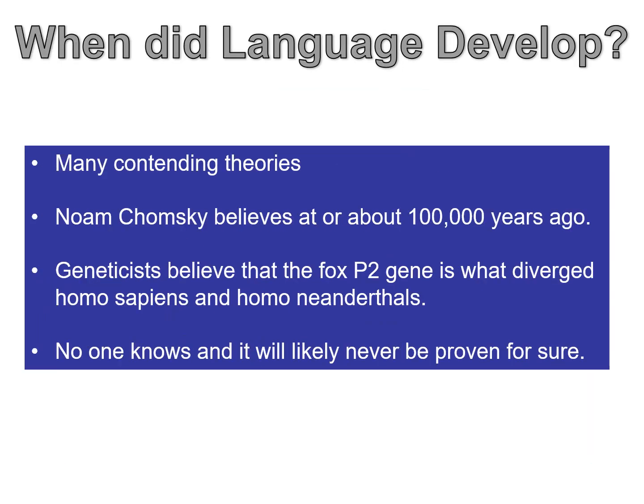So there are many contending theories as to when language developed. If we look at Noam Chomsky, who's one of the prominent linguists today, he would say it was at or about 100,000 years ago. Some geneticists believe that the FOXP2 gene is what diverged Homo sapiens and Homo neanderthalensis, right? And that FOXP2 gene is what really allowed for those neurological structures that we have today that allowed for language production. But no one really knows, and likely it will never be proven for sure.